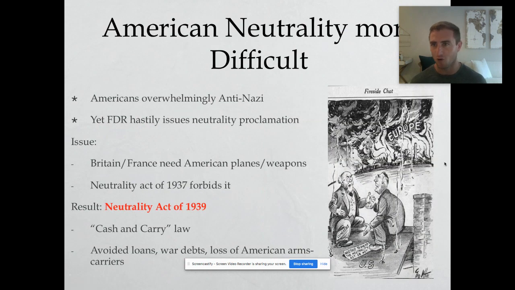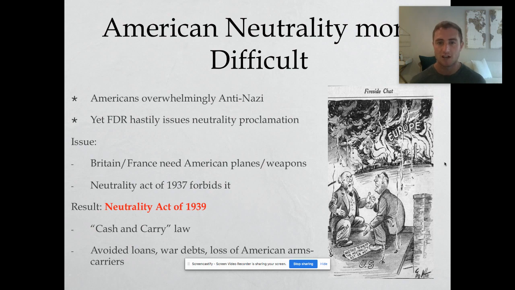And so, of course, Americans are overwhelmingly anti-Nazi, anti-Hitler, but FDR is fighting against a militantly isolationist American people. The American people do not want to get involved in this European war. And so because of this, FDR has to issue a neutrality proclamation, although he does give a speech in Chicago called the Quarantine Speech in 1937, where he says we must quarantine the belligerent nations in the world. And he's met with heavy criticism for that.